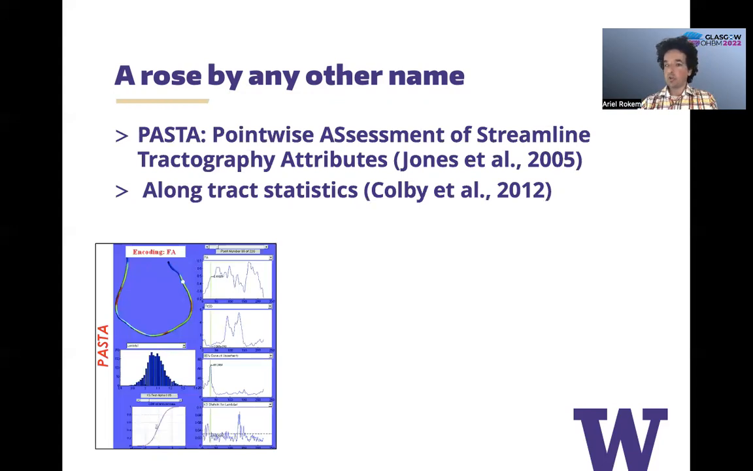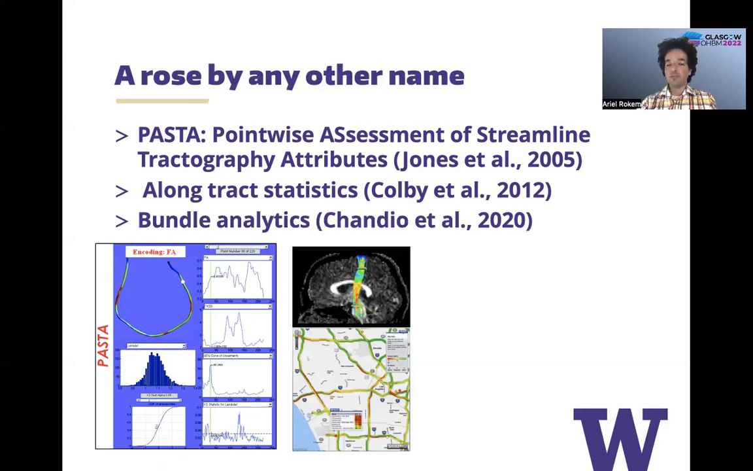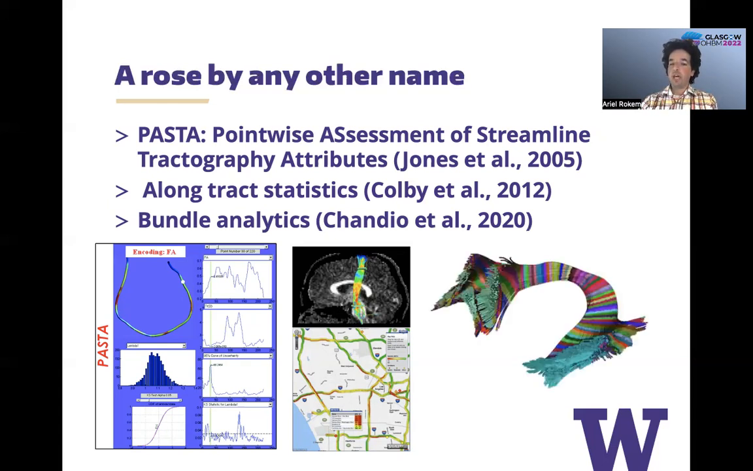Others have suggested the name long tract statistics, which does communicate very well what we're looking at here. Here's an image from their paper, and indeed this analogy to the map and the traffic that I've used before. And then others have called tractometry bundle analytics. In fact, Bramsh Chandio et al. published a paper in 2020 that I also collaborated on that extends tractometry to also include the geometry of the bundles. Here's an image from that paper.